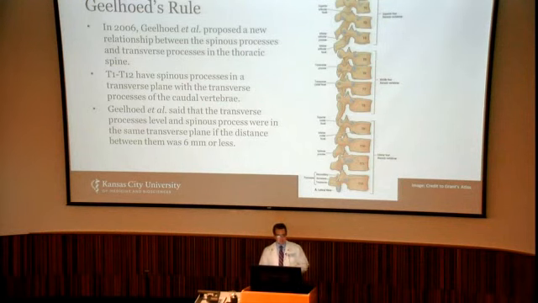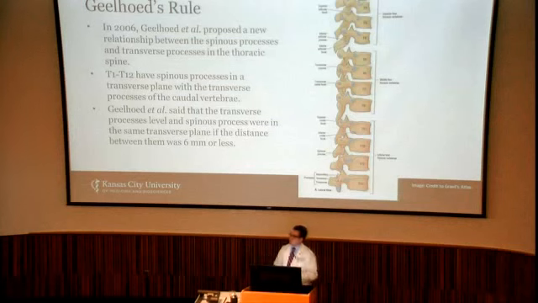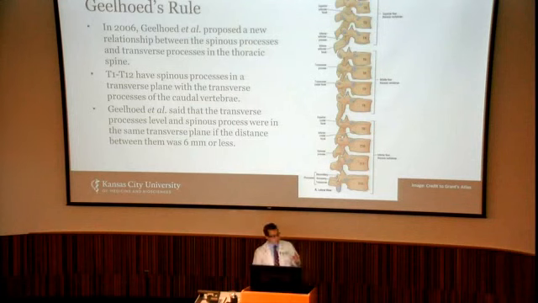Gilhol et al. said the transverse process level and spinous processes were in the same transverse plane if the distance between them was 6 millimeters or less. 6 millimeters was chosen because the research suggests that the human finger is not able to palpate a distance less than 6 millimeters. This is of importance because we use the same 6 millimeters when defining if the transverse process and spinous process were at the same level.